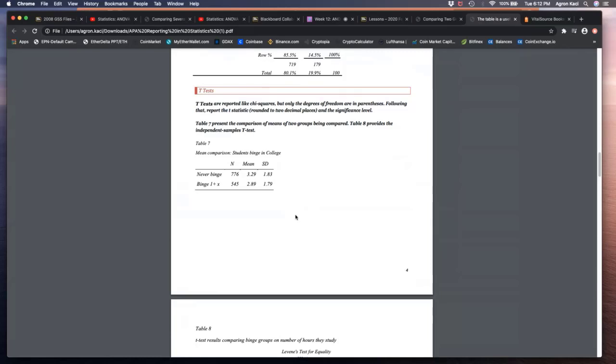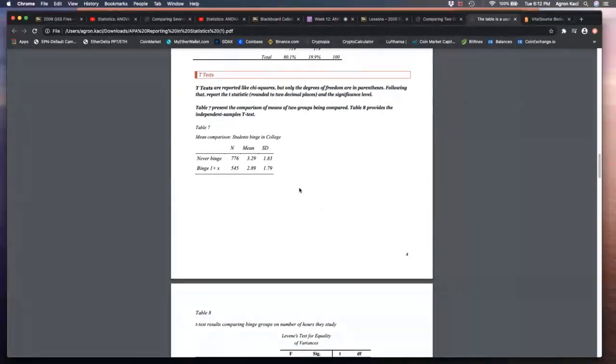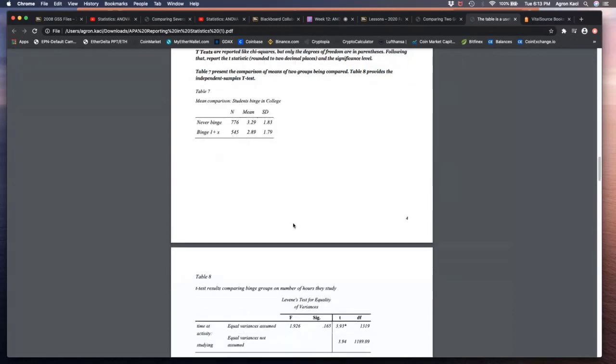Today we're going to learn about ANOVA, and that's the f-test. So the t will always be reported with the degrees of freedom in parentheses, and the t statistic rounded to 2 decimal points. One other important and necessary value that you have to report is the significance level. So what is the p-value? I'm going to show you.